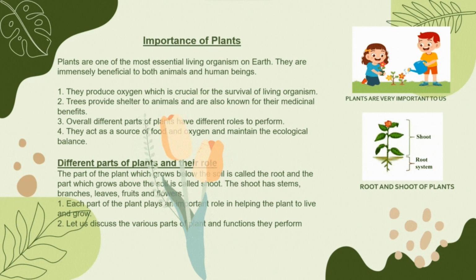Different parts of plants and their role. The part of the plant which grows below the soil is called the root, and the part which grows above the soil is called shoot. The shoot has stems, branches, leaves, fruits and flowers. 1. Each part of the plant plays an important role in helping the plant to live and grow. 2. Let us discuss the various parts of plant and the functions they perform.